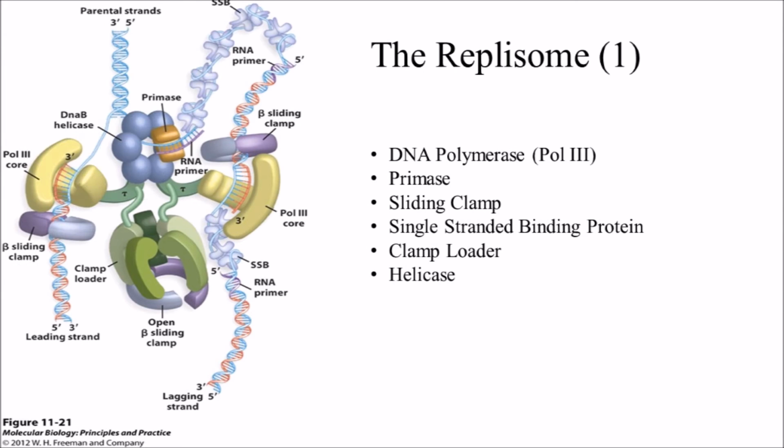The replisome is the replication machinery that moves along the DNA at the replication fork. It consists of DNA polymerase, the primase, the sliding clamp, the single-stranded binding protein, clamp loader, and helicase.